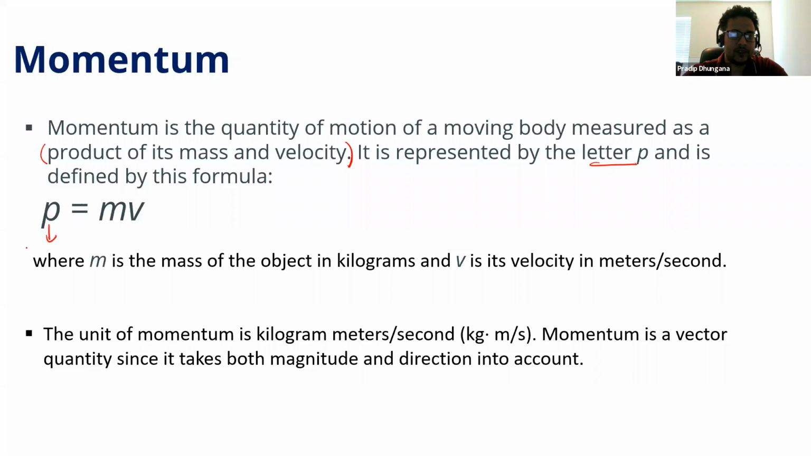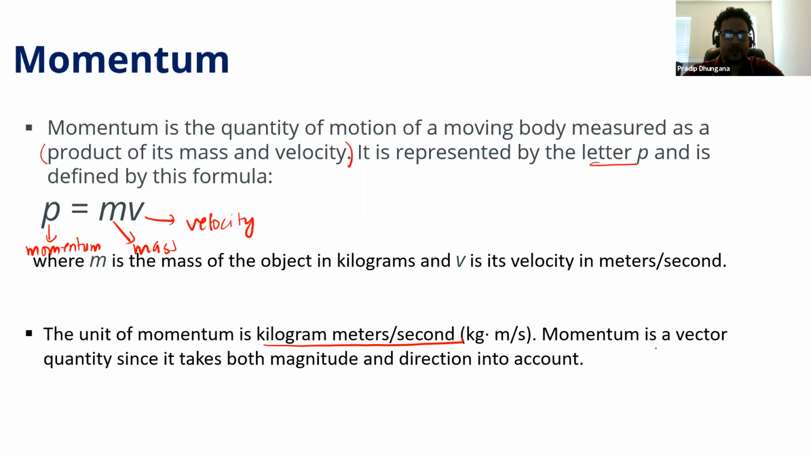So here p is momentum, m is mass, and v is velocity. The unit of momentum is kilogram meters per second. This is the unit of momentum, kilogram meter per second.